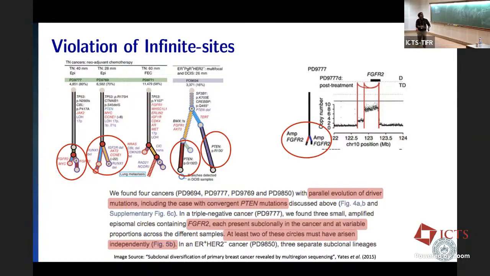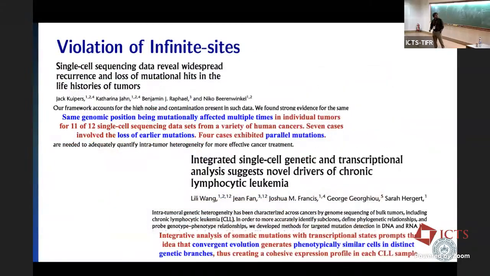That is not true. There have been a lot of studies where people looked at different cancers and saw signatures of the infinite sites model being violated. This is one such data set where the same gene was mutated in parallel in different branches of the phylogeny, and even more violations were reported by different single cell sequencing data sets.